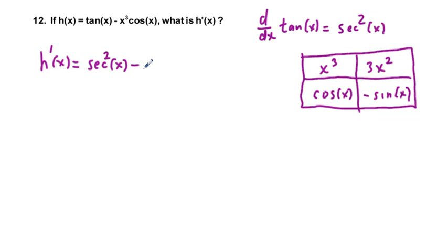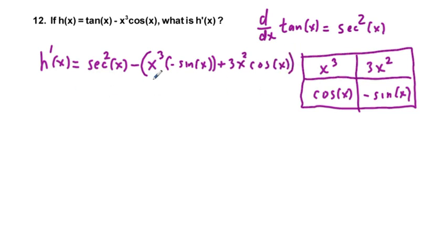And so if we subtract, I'm going to make one big parentheses here. We're going to have x cubed times negative sine x, and that's going to be plus 3x squared cosine x.